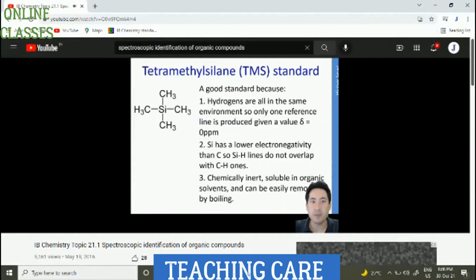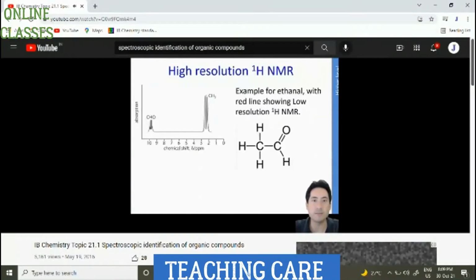why we use it. We use it because it doesn't interfere with the compounds we're trying to deal with. It does that because silicon behaves differently than carbon, so it has a lower electronegativity, so the line will not overlap with carbon. It's also got the advantage that it's chemically inert, it's soluble in organic solvents, and you can boil it off easily, and all the hydrogens are in the same environment. So it makes a very simple, easy one to recognize. It won't interfere and it can be separated.